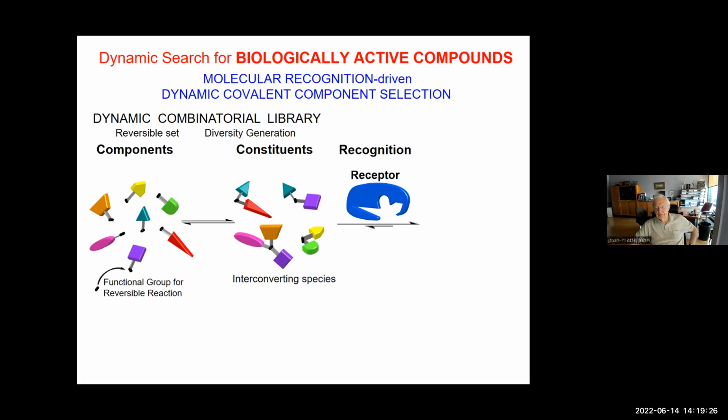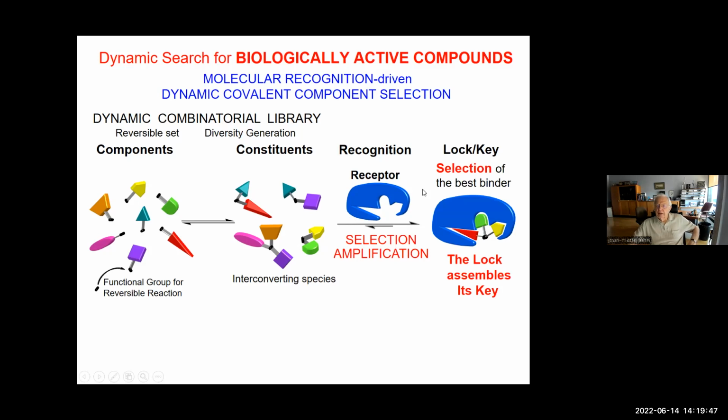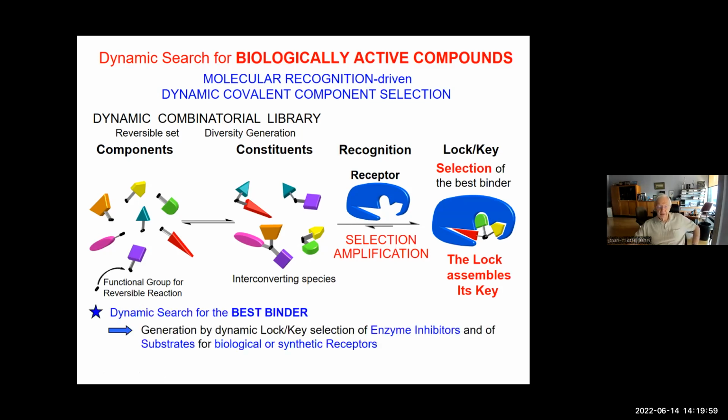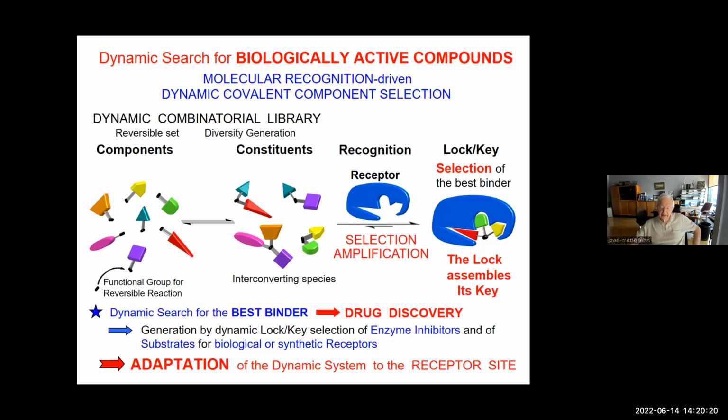You add a receptor, and if among these constituents here, there's one which binds well to the receptor, then it will be amplified. It will be amplified because the receptor will select the combinations which bind best to its receptor site, which means that there is a selection of the best binder, which is amplified, and we may say that the lock assembles the key. This has been used for searching for best binder, especially in biology and in medicinal chemistry, and leads then to the possibility of having a new approach to drug discovery. It consists of an adaptation of the dynamic system to the receptor site.